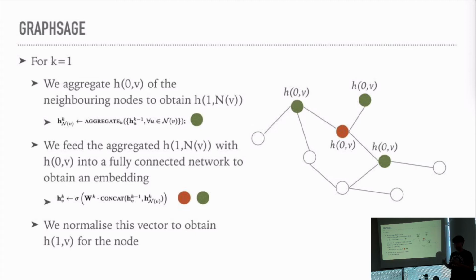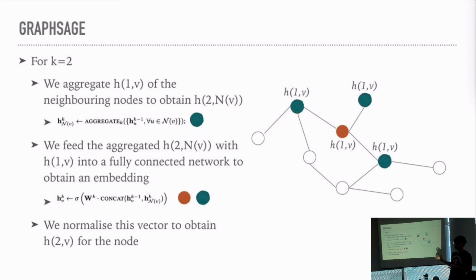Because this vector is not of norm 1, we normalize it with the L2 norm. Okay? And again, this is done for the rest of the graph because you can't have one without the other. Okay? So the rest of the graph will do the same thing. So if this is the red node, you take the neighbors and you aggregate and you get the embedding for that node.